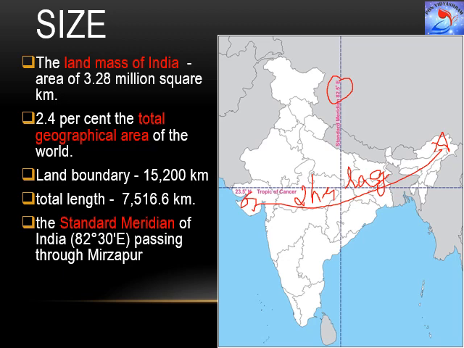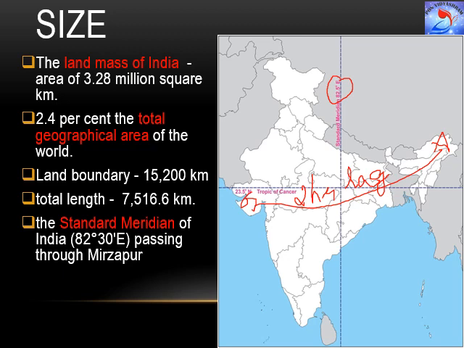Then the north and south extension of India. In the north we see the Himalayan mountains, the fold Himalayan mountains, whereas in the south, from 22 degree north latitude onwards, the southern part starts to narrow down. So it tapers on the south side. There is a time lag of 2 hours from Gujarat to Arunachal Pradesh because of the longitudinal extent of India.